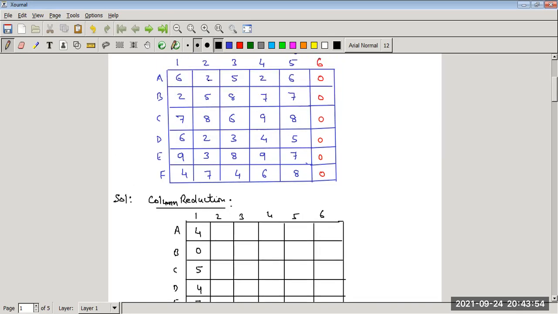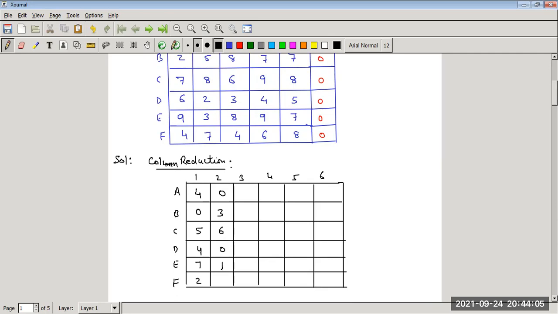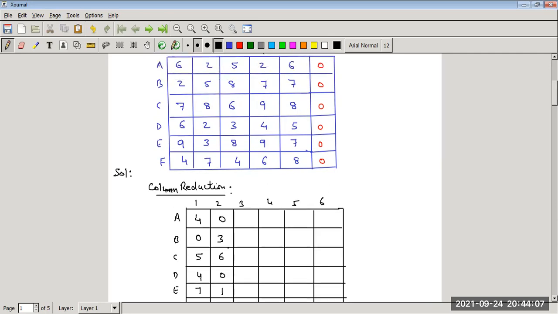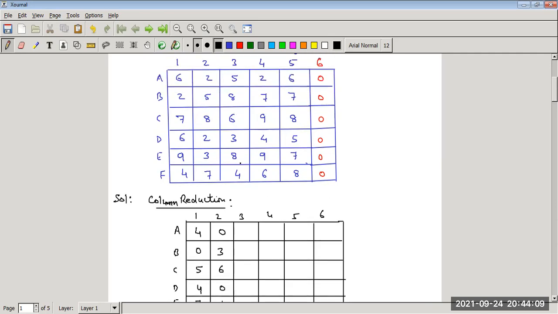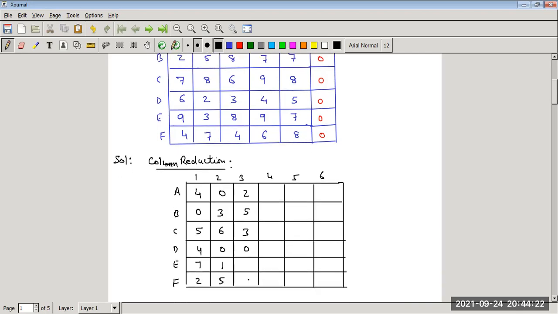In the second column, again 2 is the minimum. So 2 minus 2 is 0, 3, 6, 0, 1, 5. In the third column, 3 is the minimum. So we subtract 3 from each element of column 3. 5 minus 3 is 2, 8 minus 3 is 5, 6 minus 3 is 3, 3 minus 3 is 0, 8 minus 3 is 5, 4 minus 3 is 1.